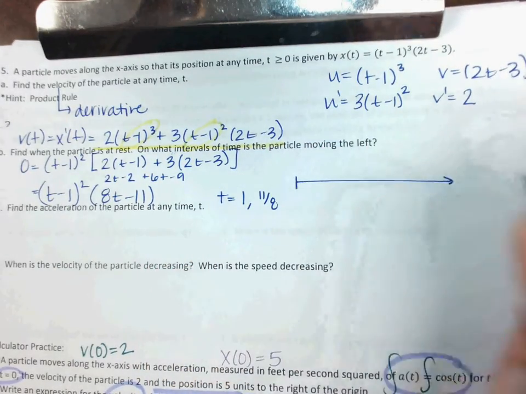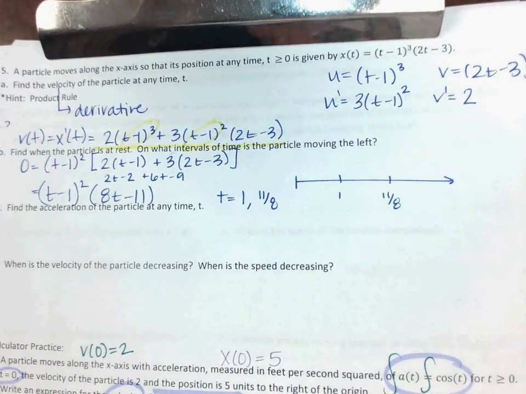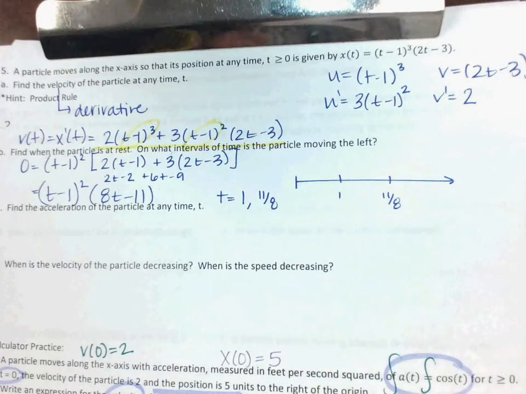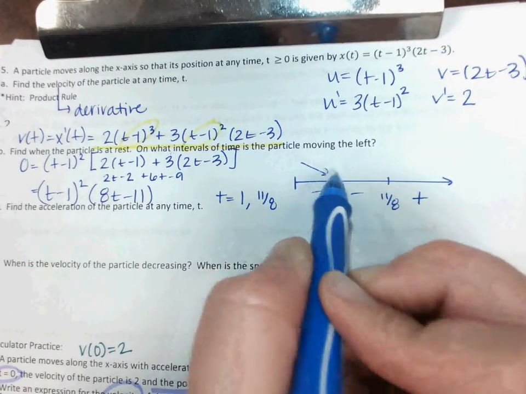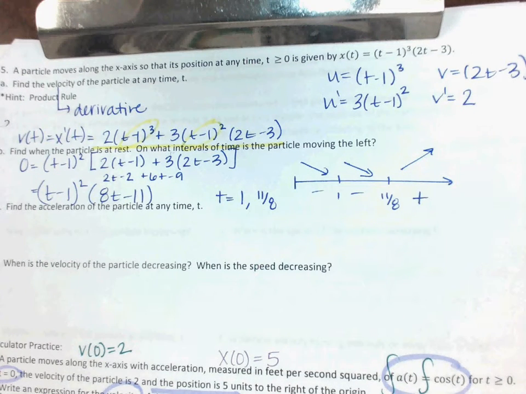Number line. 1 is smaller than 11/8. Smaller than 1, I could pick 0. 0 minus 1 squared is positive, but 0 minus 11 is negative, so that's a negative. And what do you notice about your 1? Double root, so it's going to stay negative, then turn positive. So when is it traveling to the left? 0 till 11/8. So that whole chunk.